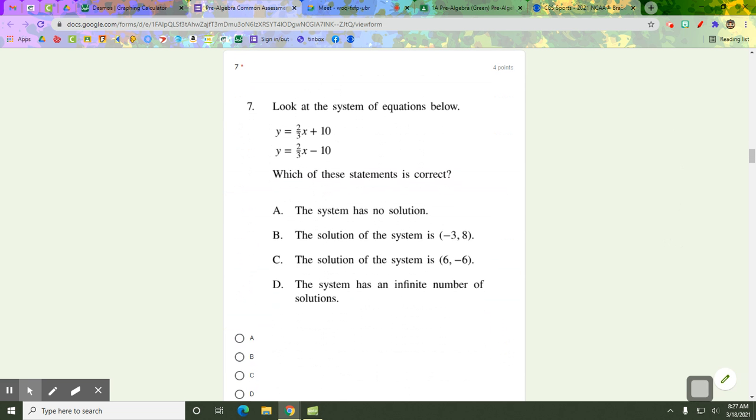So look at the system of equations below. Which statement is correct? If we look at these, what do we notice about those two equations? There's two tens. Well, that bottom one's not a 10. What type of 10 is it? Negative 10. There's 2/3. All right, so that number in front of x is what?